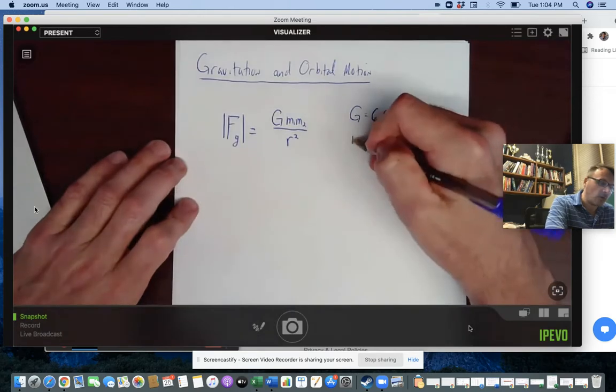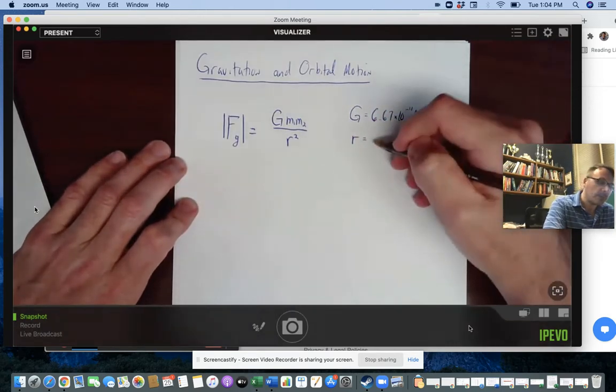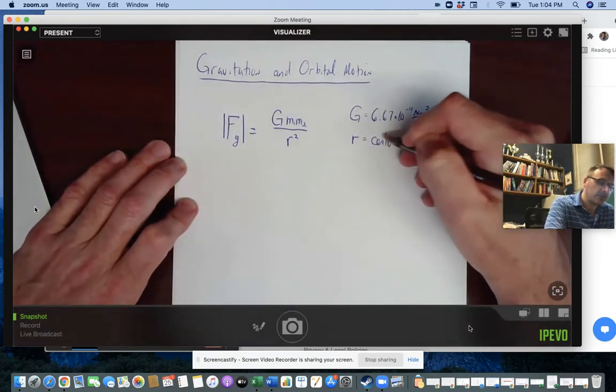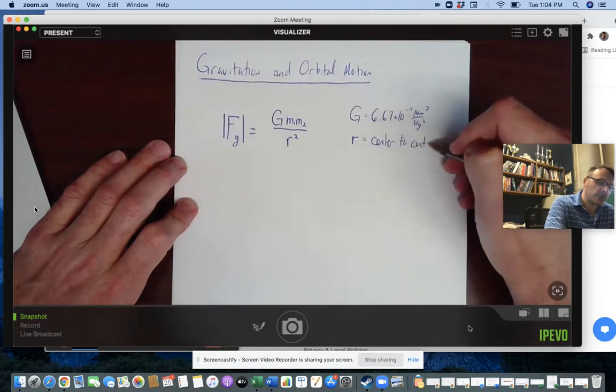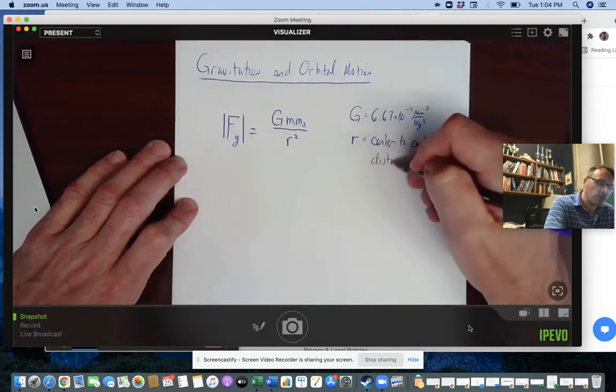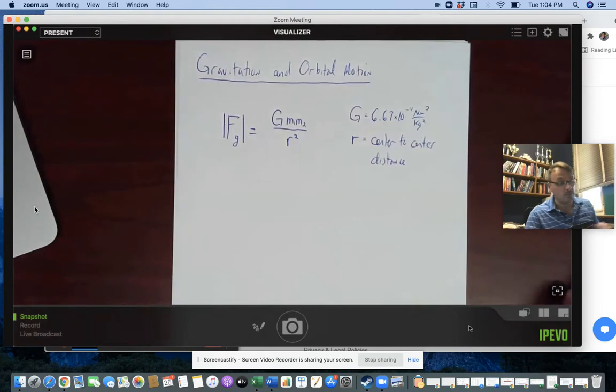The next thing is r. What is r in this equation? This is the center to center distance between the two masses, and that is super important for this. So center to center distance, and we're going to see a couple of implications of that coming up here. m1 and m2 are just the two masses in question.